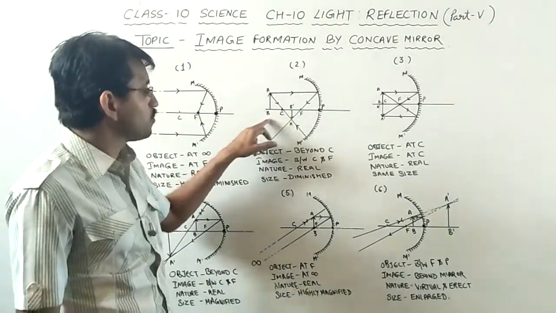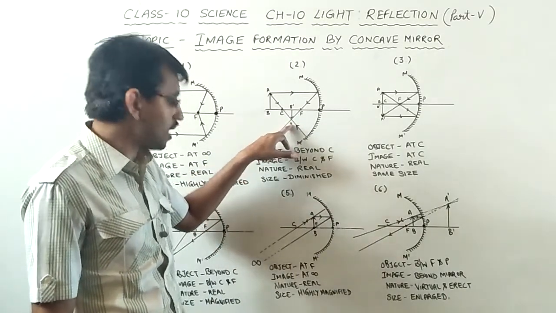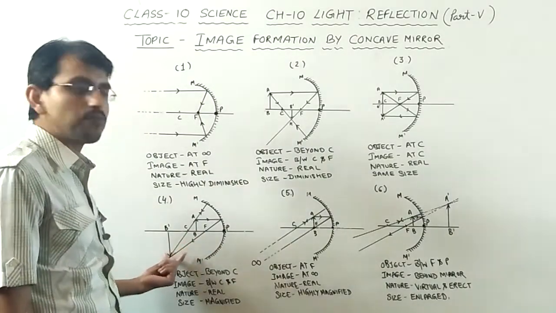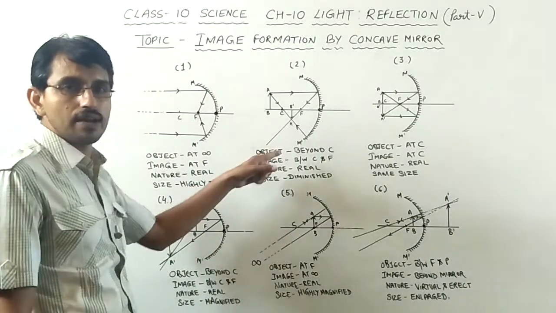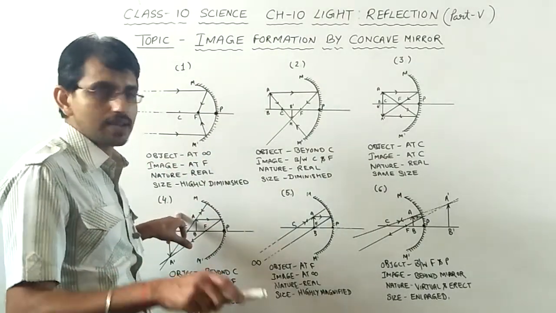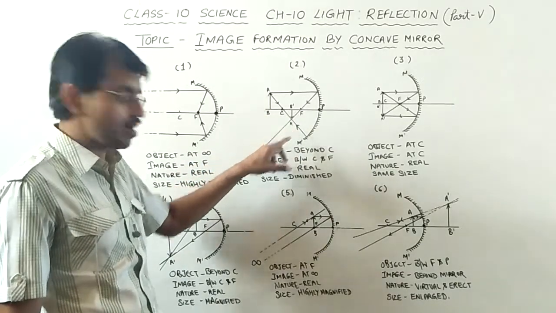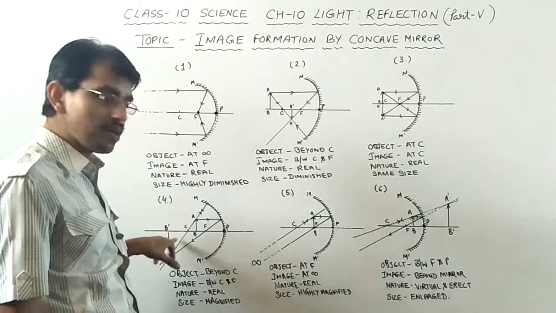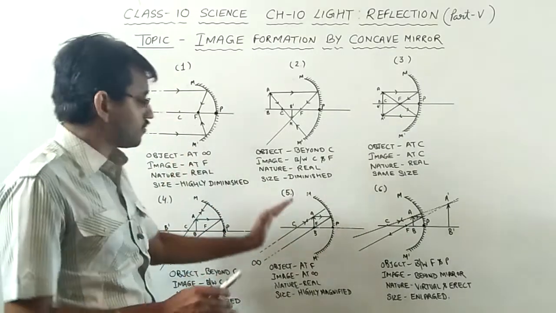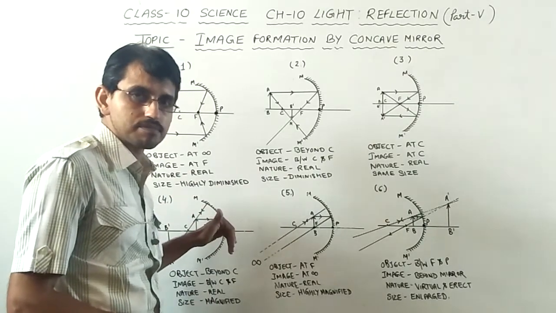Now when the object is beyond C, image is formed between C and F. And when the object is between C and F, image is formed beyond C. So these two cases are correlated, case number 2 and case number 4. Opposite. As the first and fifth cases are opposite, similarly the second and fourth cases are opposite.